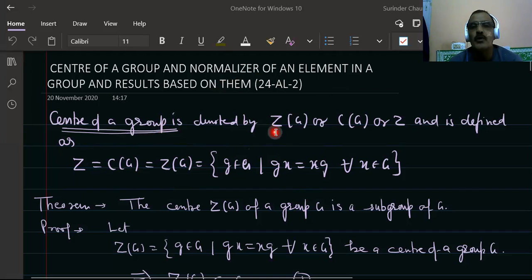The center of a group, let G be a group. The center of group G is denoted by Z(G) or C(G) or simply Z, and is defined as the set of all g belonging to G which commute with all other elements of G. It is the set of elements of G which commute with elements of G. So this is called the center of a group.